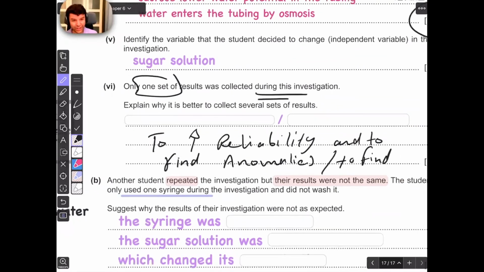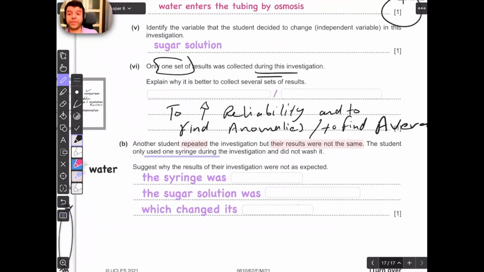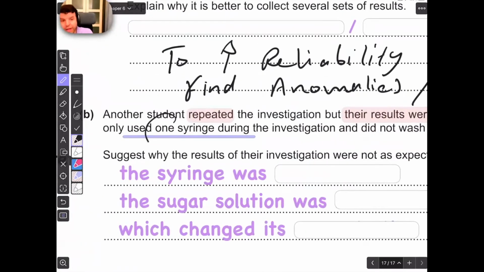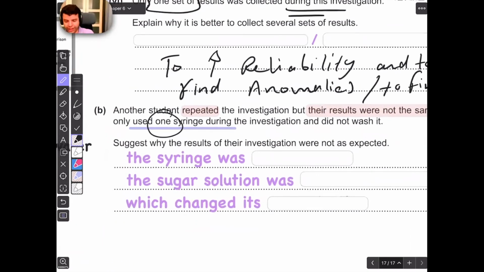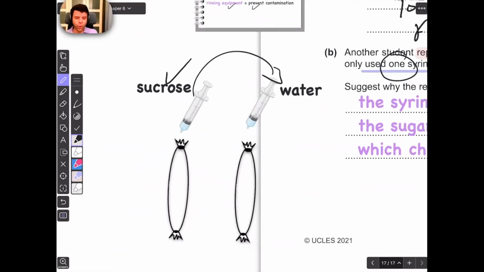Because if you do 1 trial and this single trial you've done was wrong, then the whole experiment would be wrong, right? To calculate the average, okay? Some other students, look what he's done. He was using 1 syringe only, and he got different results than us here. What would you tell this student who used the same syringe for sucrose, and then used that same syringe for water? What would we say here?